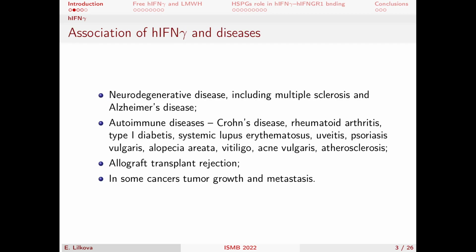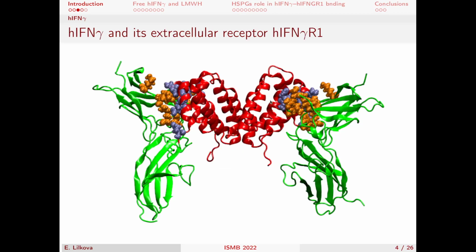However, its activities are also associated with multiple autoimmune diseases and neurodegenerative diseases, as well as some cancers. So people are trying to develop inhibitors for its activity, but this requires proper understanding of its interactions and binding. Interferon gamma, shown here in red, is a homodimer which binds to two identical receptor molecules on the cell surface, here in green. The receptor cytokine binding interfaces here and here are shown in orange and blue bubbles.